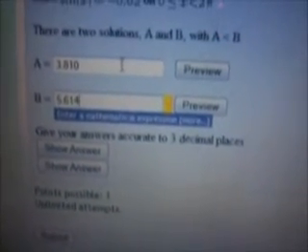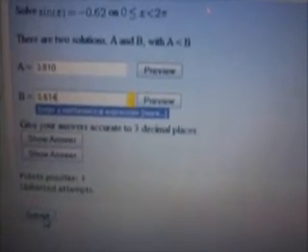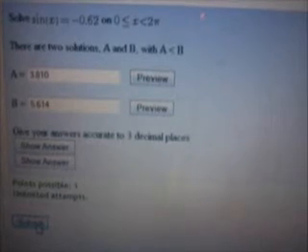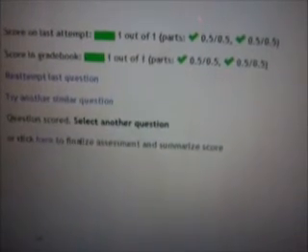And 5.614. Also notice that I rounded to 3 decimals because WAMAP tells us that that's how accurate we need to be. Now you can be more accurate than this, but for the purposes of this question, we will submit. And that is question 7.